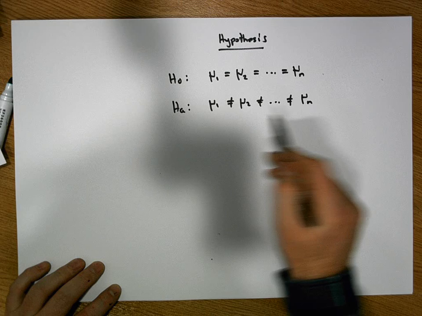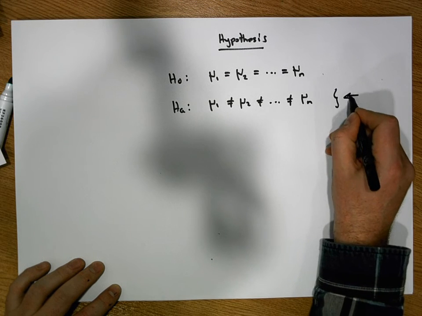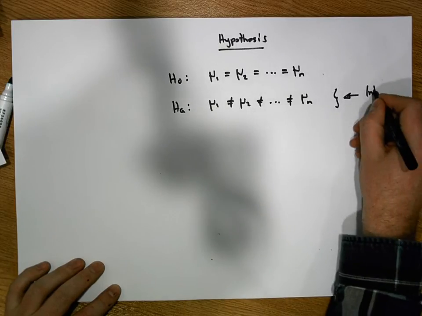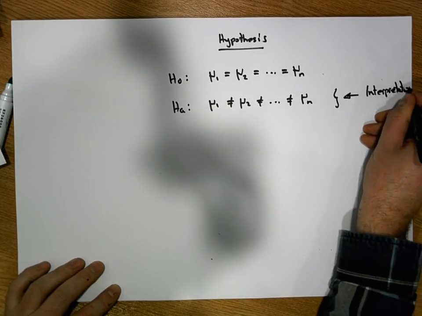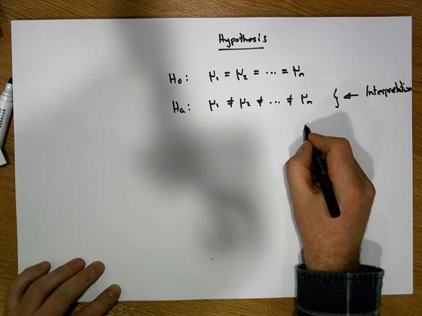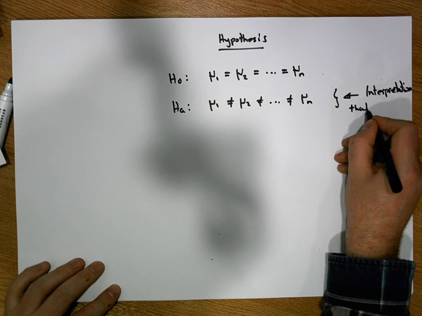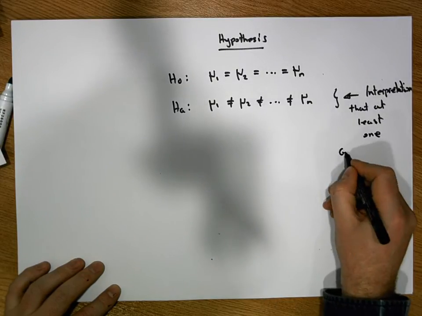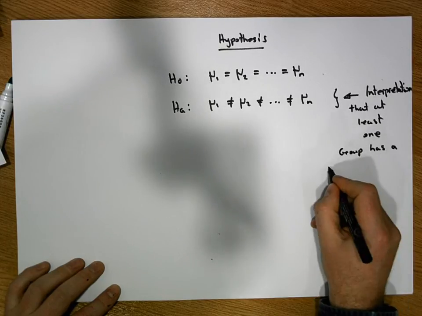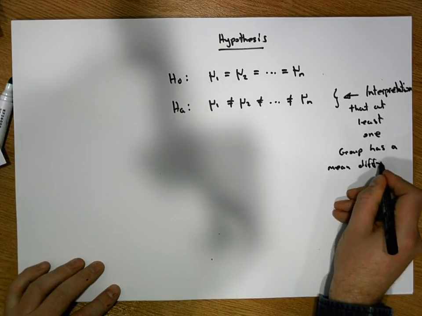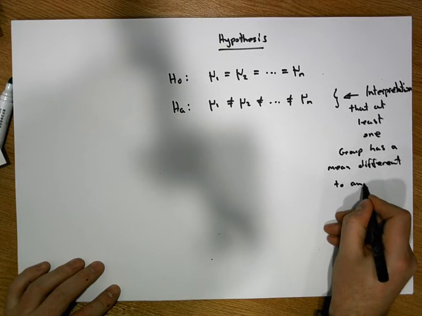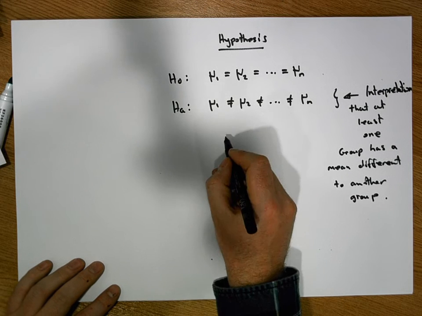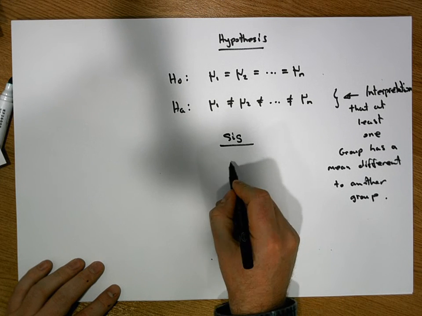Now we just write it in this fashion here. This does mathematically say that they're all different to each other, but from a shorthand perspective, our interpretation of this line is that at least one group has a mean different to another group. And that's our default position. That's our hypothesis. Once again, our significance level alpha is equal to 0.05 typically.